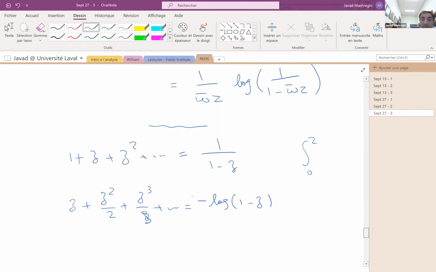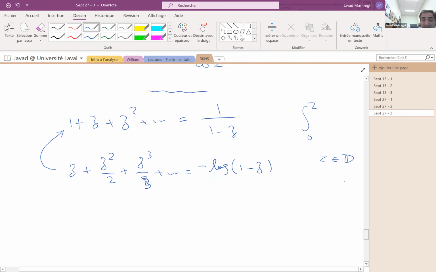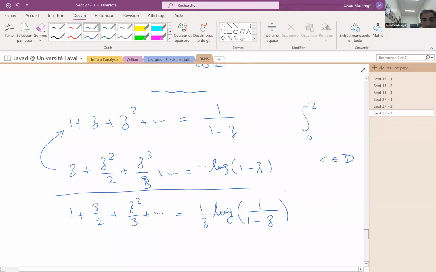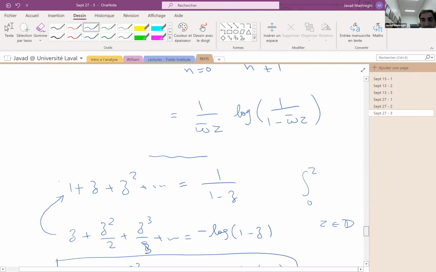True? Either you think of it this way, or you say that if you take the derivative of this, you obtain the previous one, and at the point z equal to 0, they coincide. This calculation is valid as long as z is inside the disk. Now divide both sides by z. So 1 plus z/2 plus z²/3, and so on, is 1 over z, and instead of minus log, write log of 1 over 1 minus z. That's the formula which I used here.